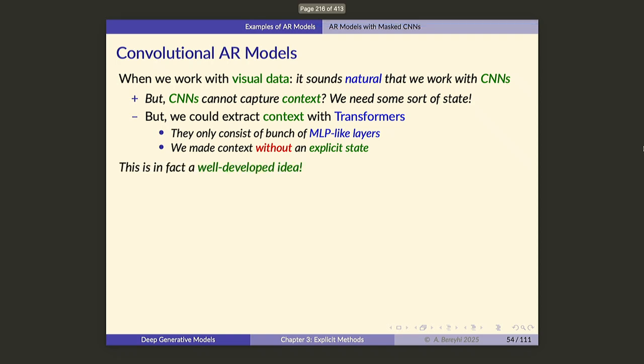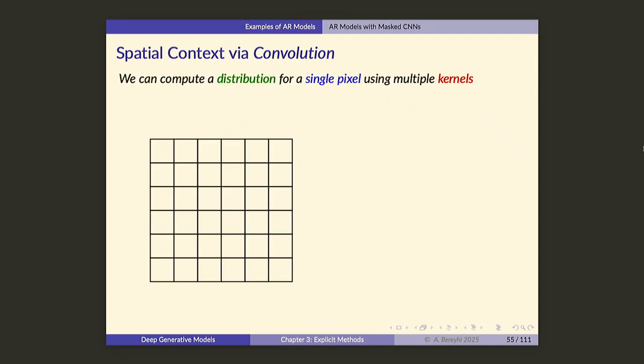This is essentially something very well established: the idea of doing the same thing as we did in transformers using convolution. And we basically only need to add a mask to the convolution. So let's look at this together. First, let's see how we can generate one particular distribution if we only want to use convolution.